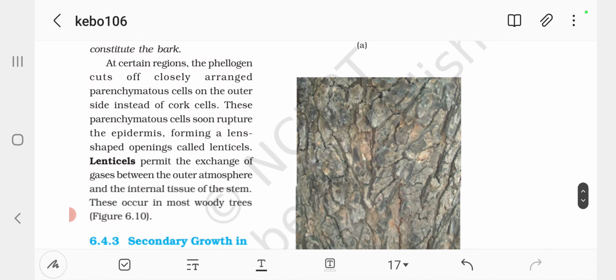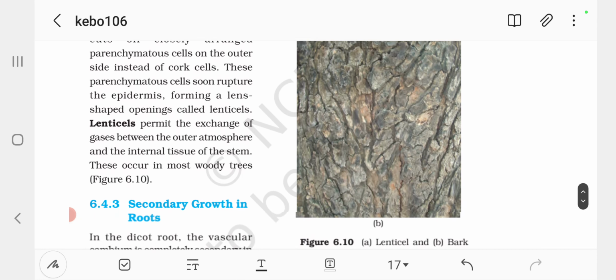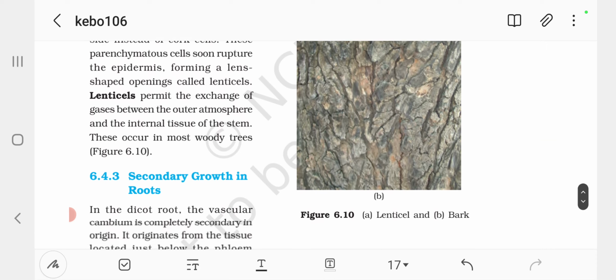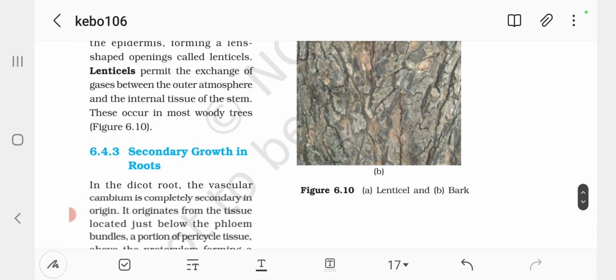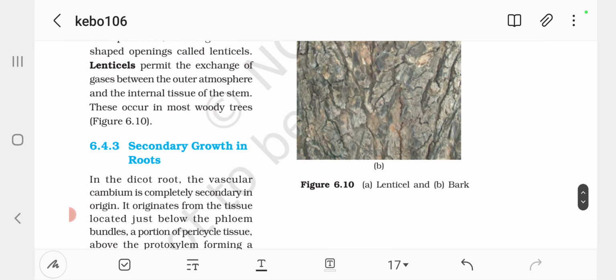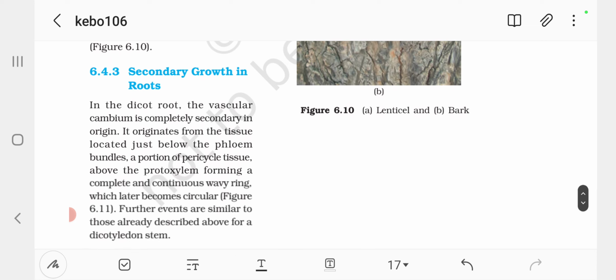At certain regions, the phellogen cuts off closely arranged parenchymatous cells on the outer side instead of cork cells. These parenchymatous cells soon rupture the epidermis, forming lens-shaped openings called lenticels. Lenticels permit the exchange of gases between the outer atmosphere and the internal tissues of the stem. These occur in most woody trees.